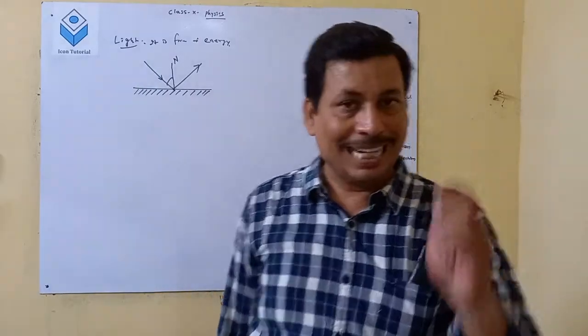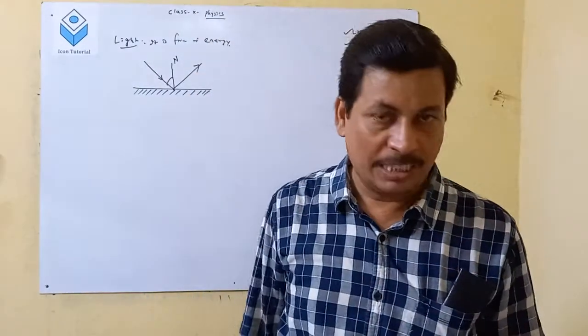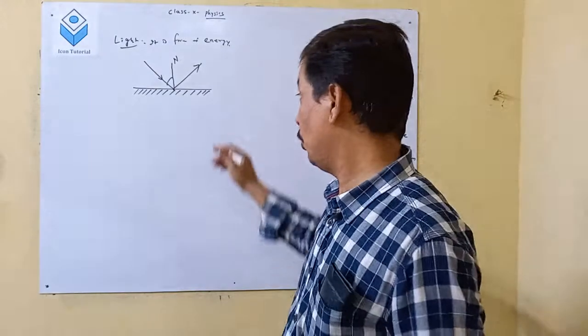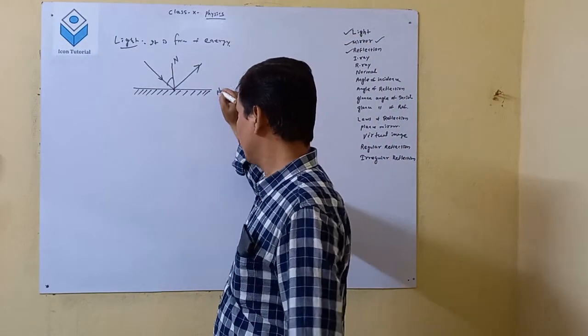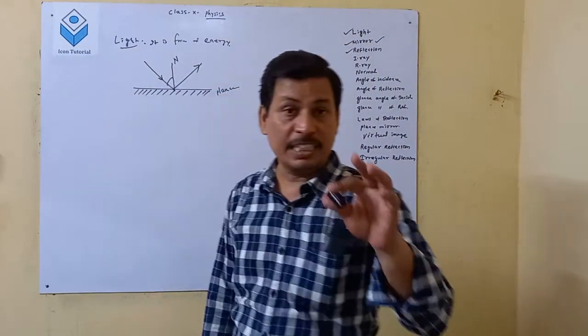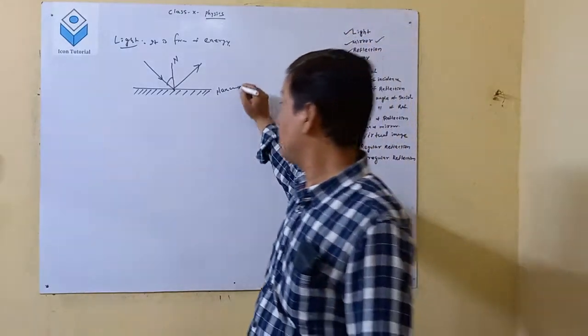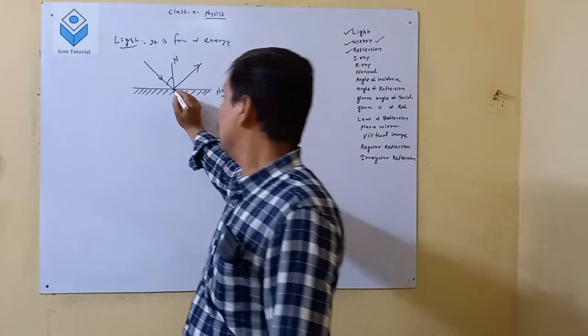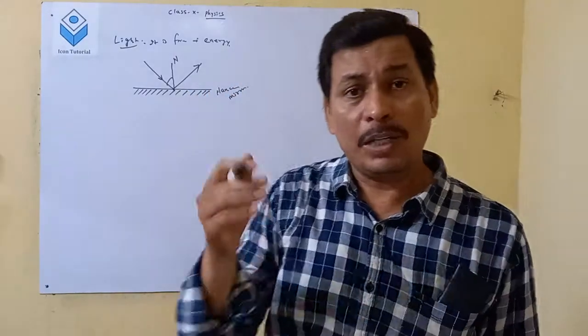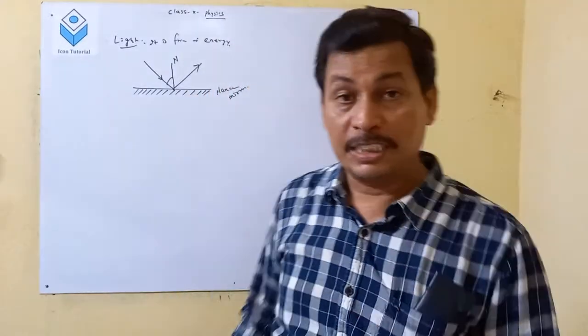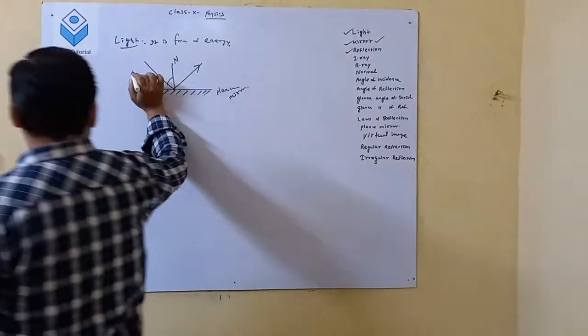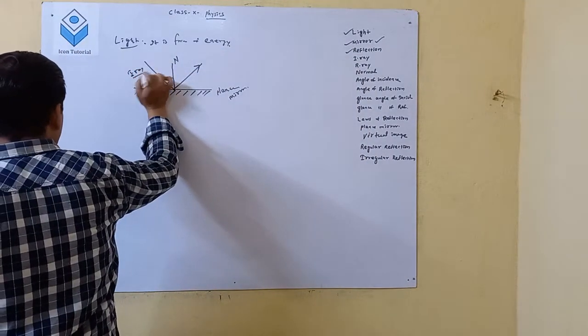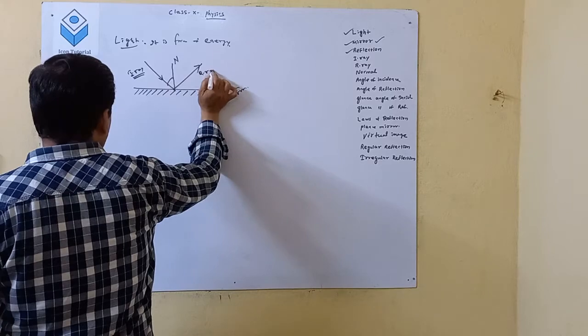When light comes from any source and falls on a surface, that surface is a plane mirror. All of you are getting it? Now, in this plane mirror, when light falls on the surface, it is reflected back. This is the incident ray, and this is the reflected ray.